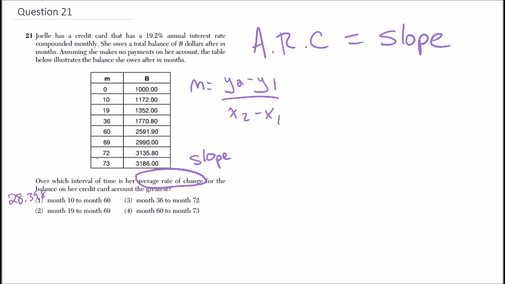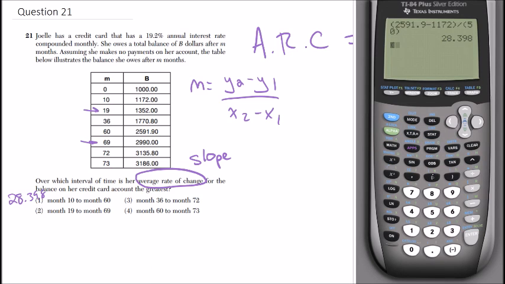Now the next one here, choice 2, let's check out from month 19 to month 69. So we're going to use these two points now to figure out what the slope would be between those. We're going to take the 2990 minus the 1352, and we're going to divide that by, again, the 50 in this range. From 19 to 69 is 50. And that'll give me 32.76.